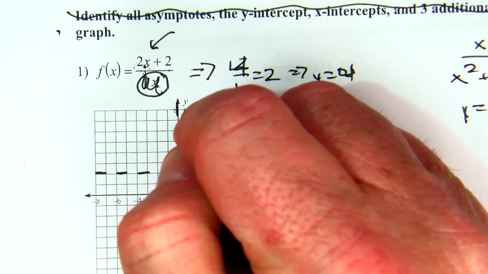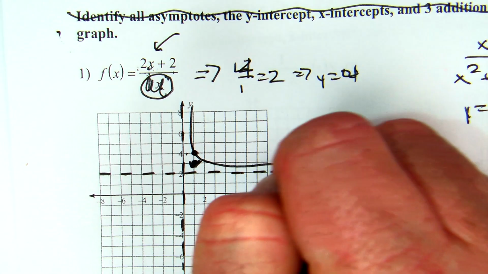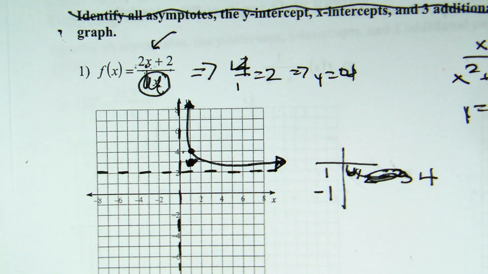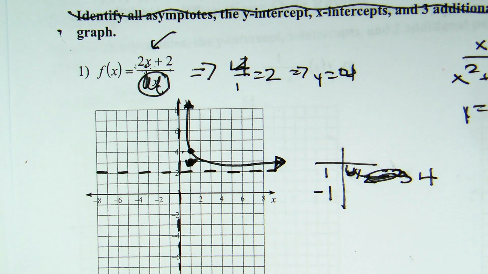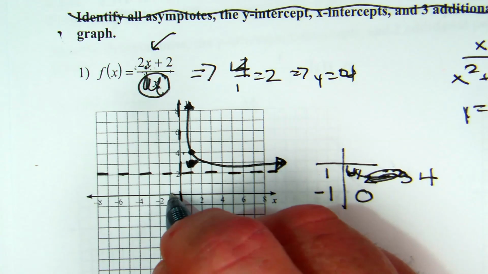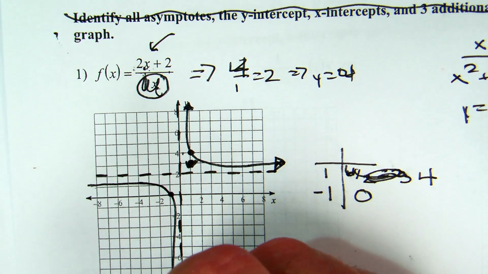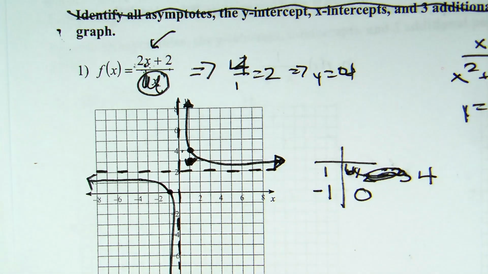I'm now going to what? Hug the asymptote. Now I'm going to do the same thing and plug in what? Negative 1. What's 2 times negative 1? Negative 2. What's negative 2 plus 2? And 0 over anything is? Okay, negative 1, 0. There we go. Good?